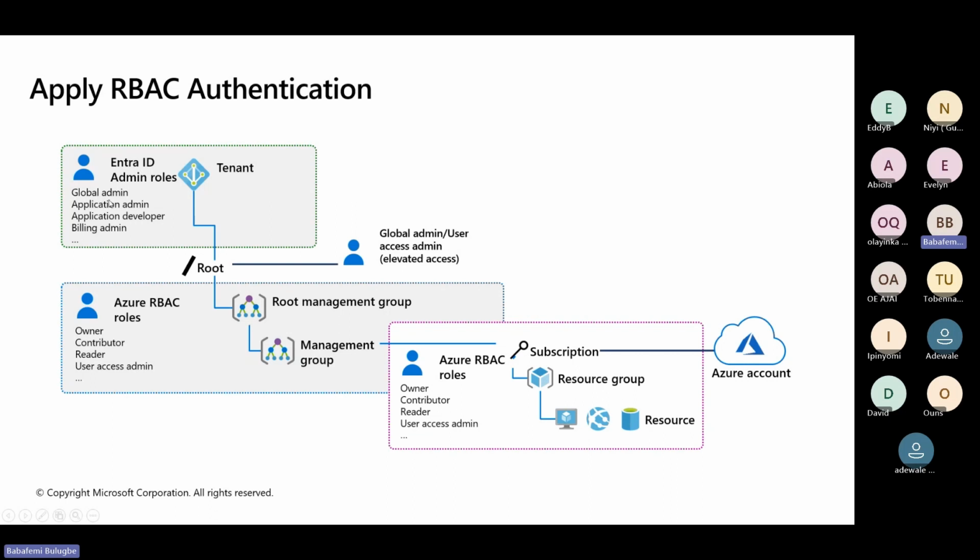So in the tenant, you can assign different roles, just like the global admin role, the application admin, application developer, the billing admin, whatever roles, whatever thing you need the user to be able to do, you can do that here. Then we have what we call elevated access. That elevated access only applies to a global admin. So a global admin in this tenant, even when that global admin is not assigned any role on the subscription, okay, let me explain this before I start talking about the elevated access.